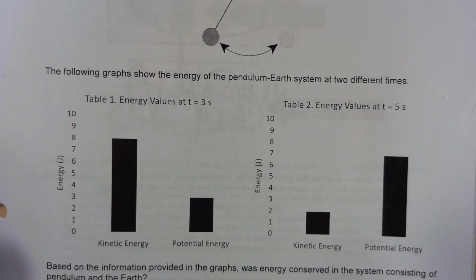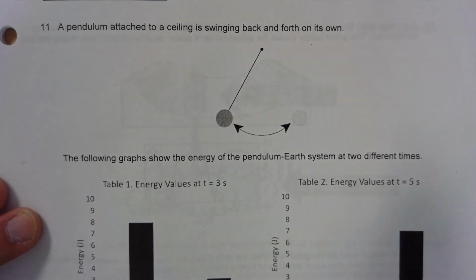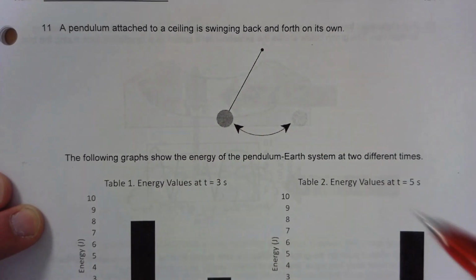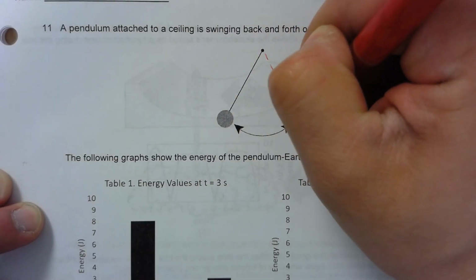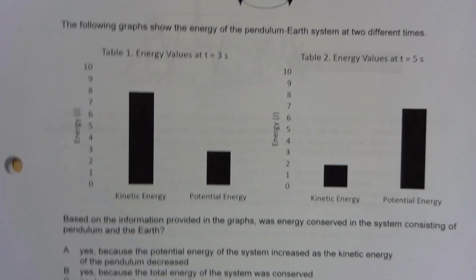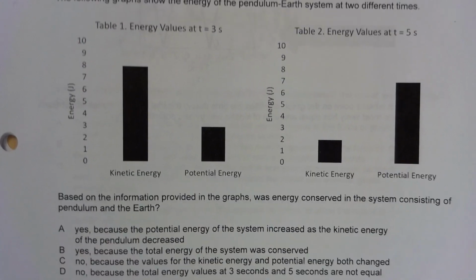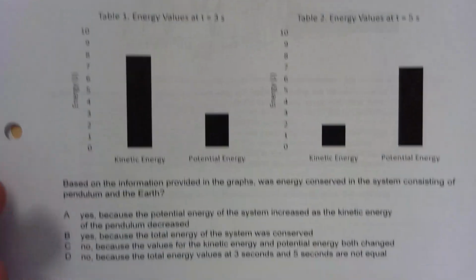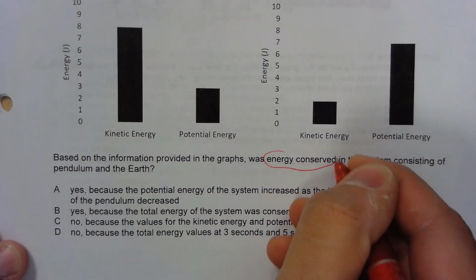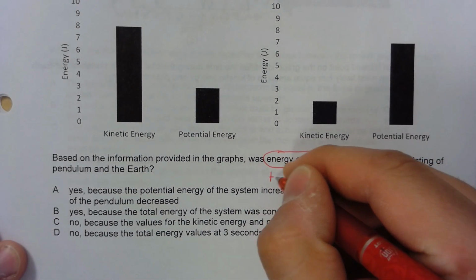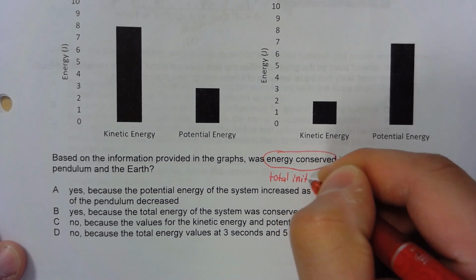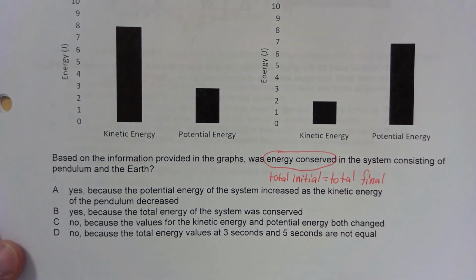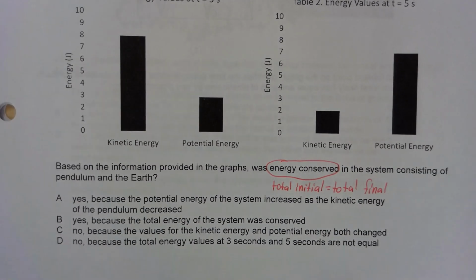Okay, we have a graph problem. The situation is one that I showed us in class. We have a pendulum attached to the ceiling, just like I did in class, and it's swinging back and forth. You can't really see, but there was supposed to be another drawing right there. So here we go. At 2 different times, we have energy value at 3 seconds, energy value at 5. The question just asks, was energy conserved? For energy to be conserved, the total initial energy must equal the total final, which means the total should always be the same. So this problem actually ends up being pretty simple.